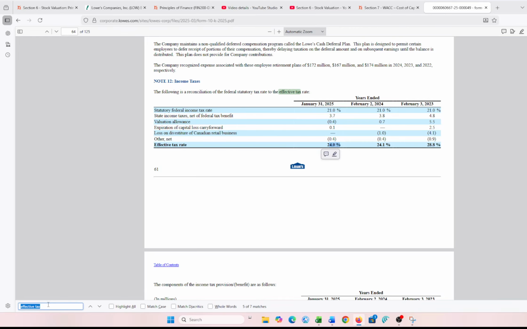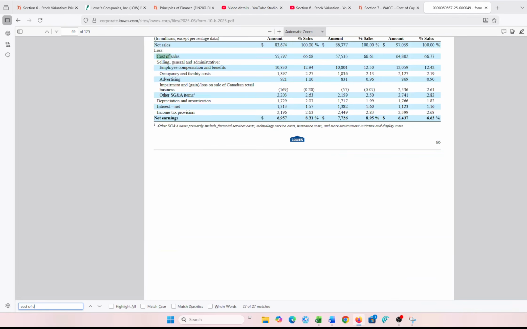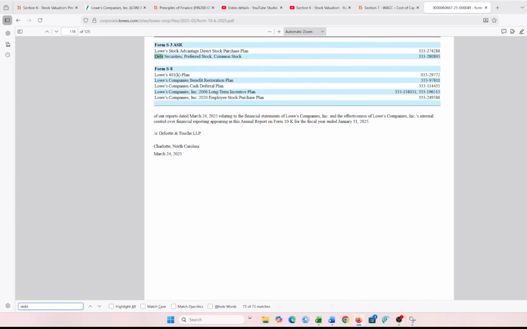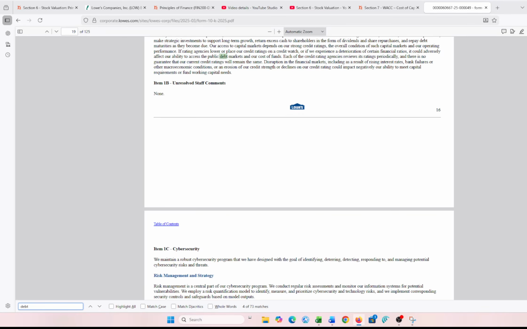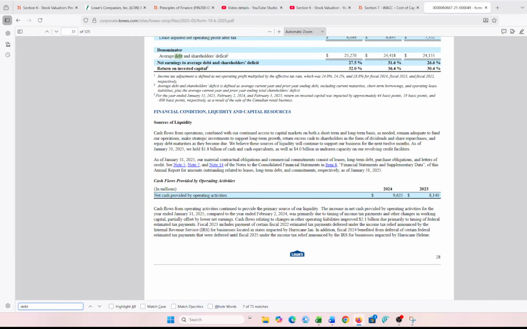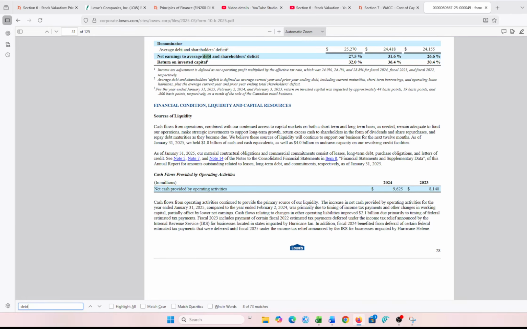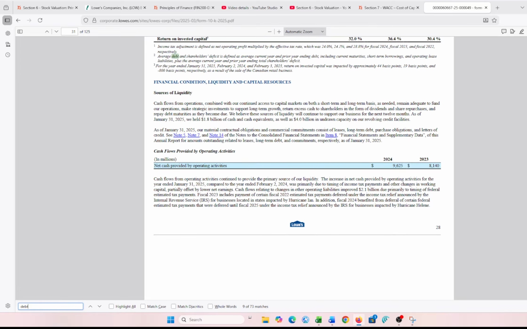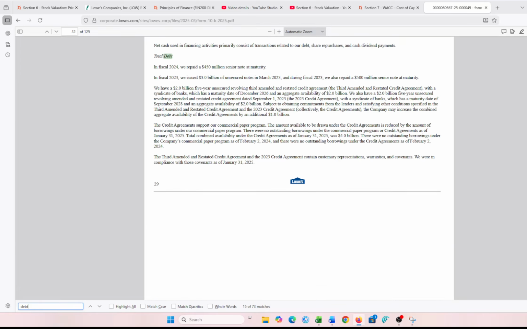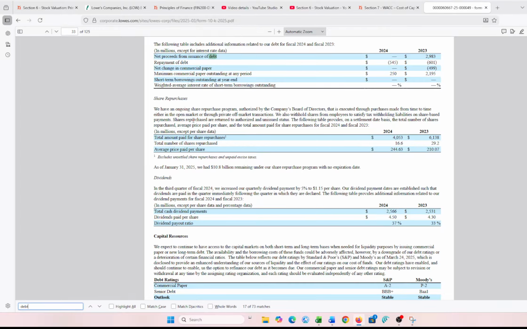Just curious, let's see if we can find the cost of debt. I don't want to go searching too much for this. Net earnings to average debt and shareholders' deficit, that's not what we want. I'm not going to spend too much time on it. I was hoping to have a straightforward cost of the debt on there, but it'll be more difficult to find. So use your cost of debt, what you did there. If you know the WACC, I think you should be all set.